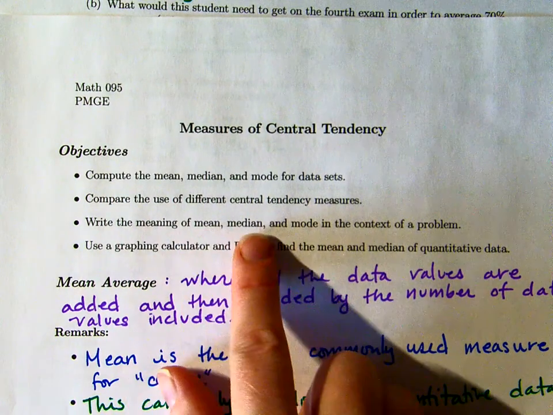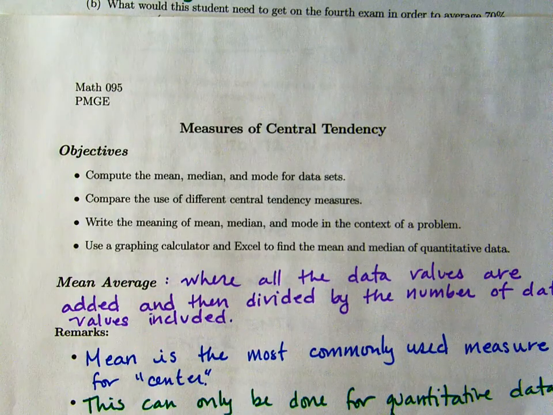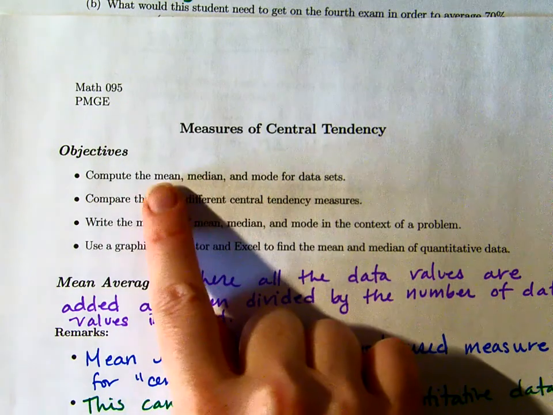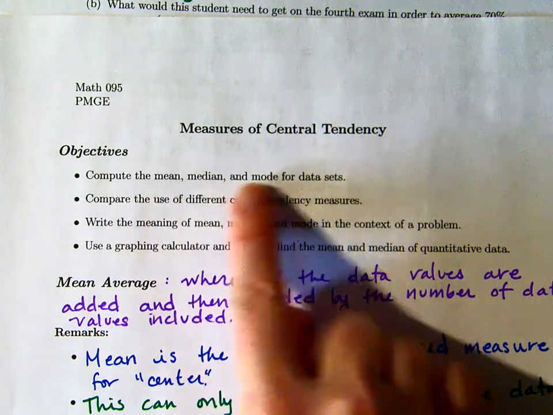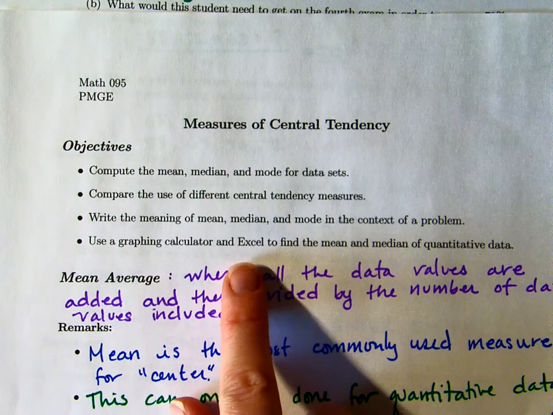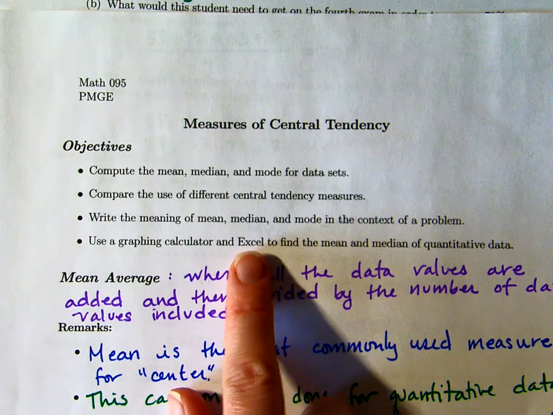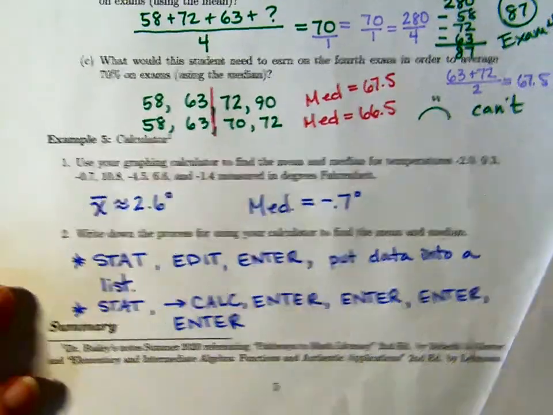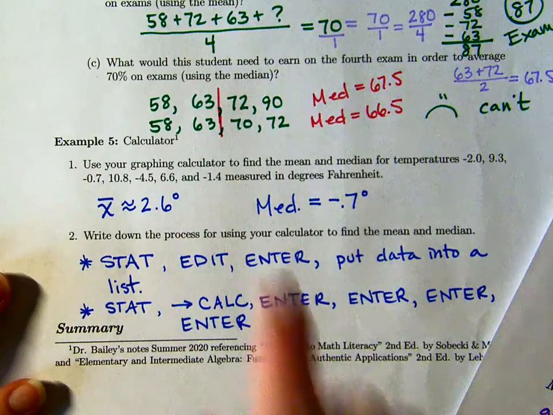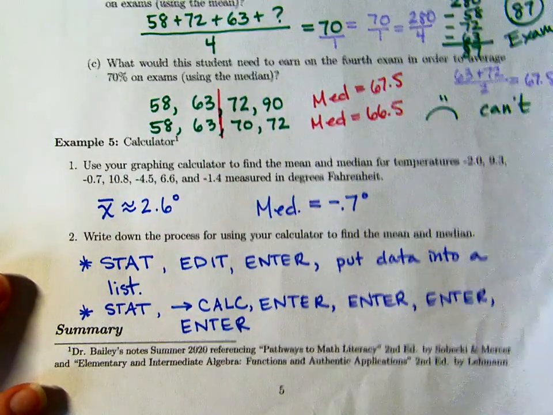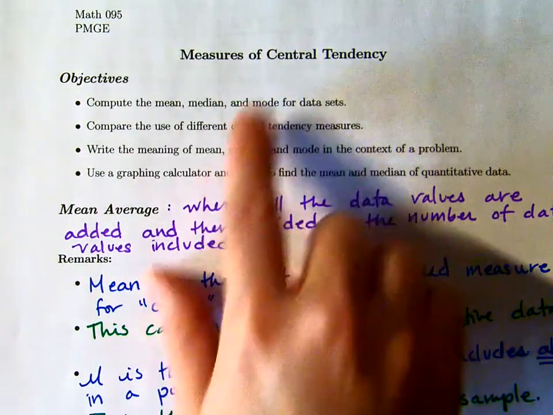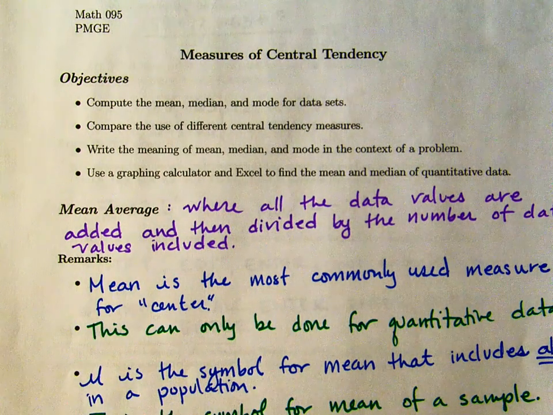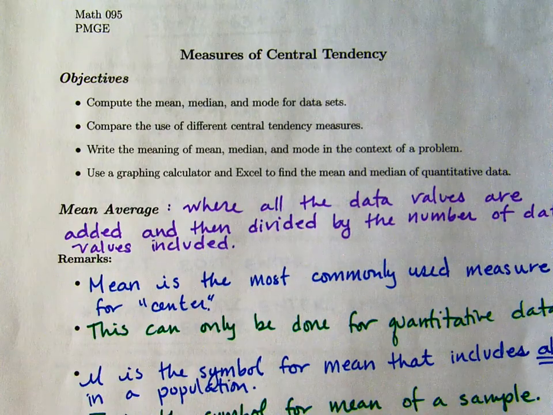Write the meaning of the mean, the median, and the mode in the context of a problem. We did that. And we want to be aware that when we see the word average, it could mean any of these three. Most commonly the mean, but definitely could mean any of these. And then use the graphing calculator. In your book, they talk about Excel to find the mean and median of quantitative data. And so we did that at the last minute here so that we could shorten our by hand calculations. Okay, so in the end, we're really talking about if you were going to summarize this data set, on average, about what are the values?